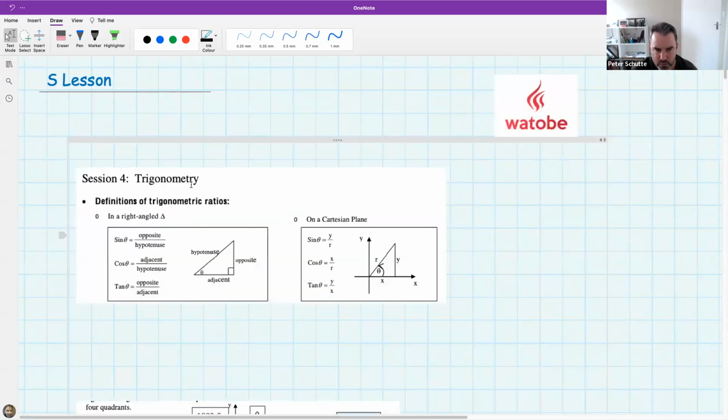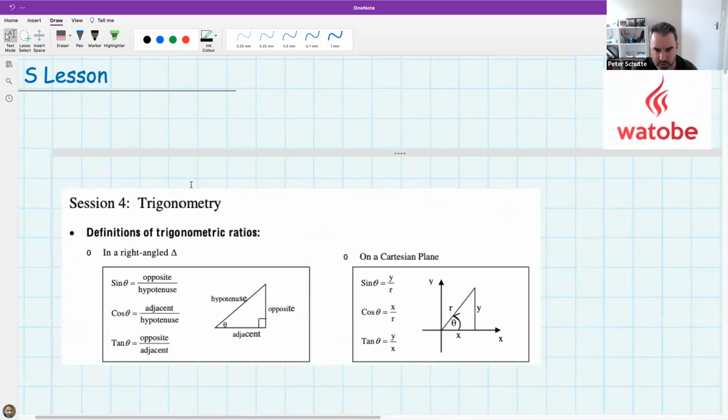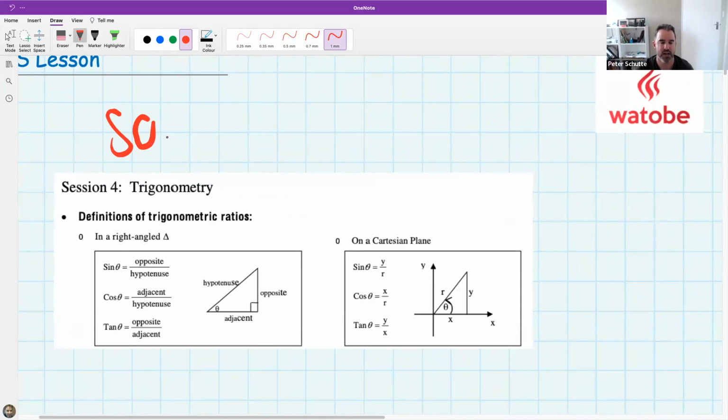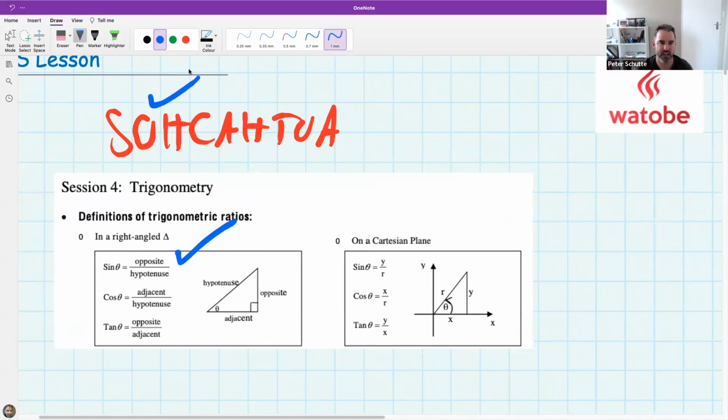So for today, we are going back to trigonometry. And so I just want to do a little bit of a recap to start. Traditionally, students have to know about what the trig ratios are. So we have the sine ratio, opposite over hypotenuse, we have the cos ratio, adjacent over hypotenuse, and we have the tan ratio, opposite over adjacent up here.